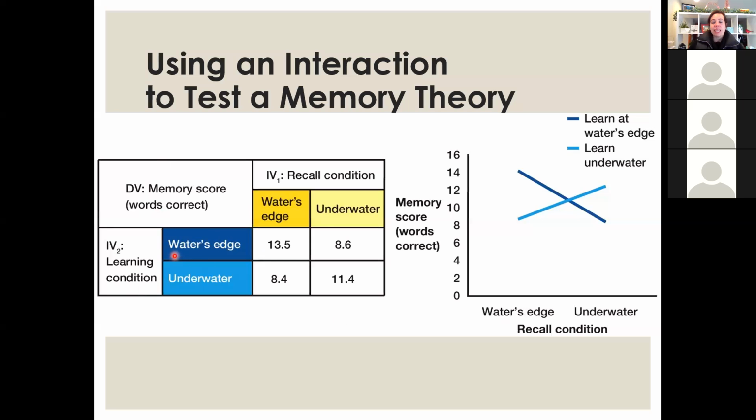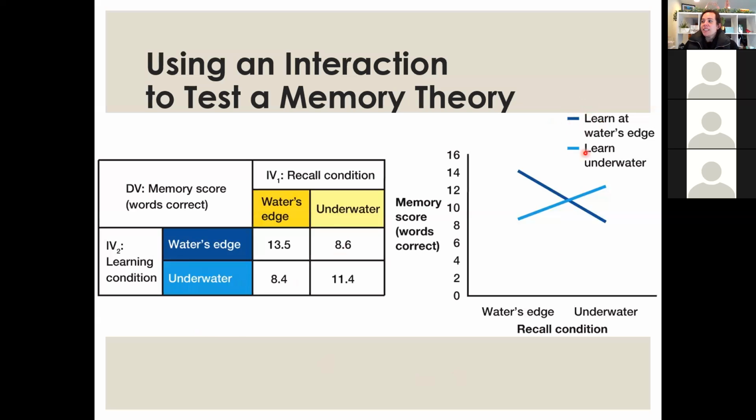So this is saying if they learned on the water's edge and they recalled on the water's edge, they got 13.5 correct. But if they learned on the water's edge and recalled underwater, they got 8.6 correct. So did their performance increase or decrease by changing the environment? Decreased. So this, in fact, would support the theory that you learn and recall better if the context is the same, because if you look here, underwater to underwater, both of these scores are higher than these scores. So they perform better if they are recalling in the same context as where they learned. Okay.